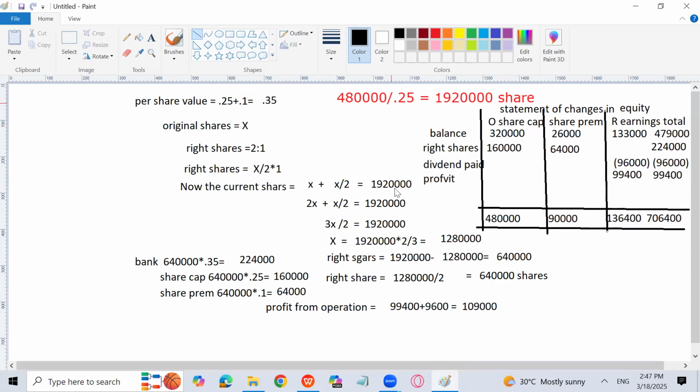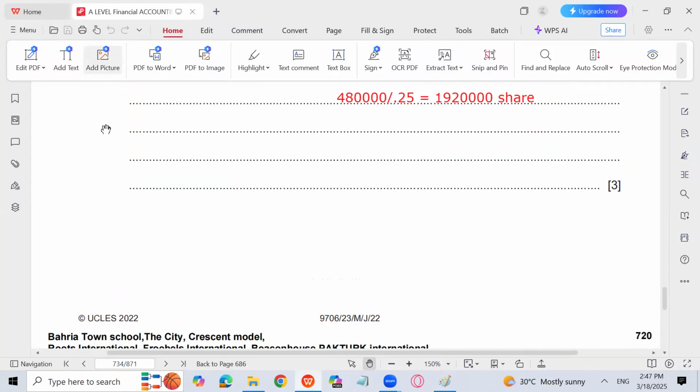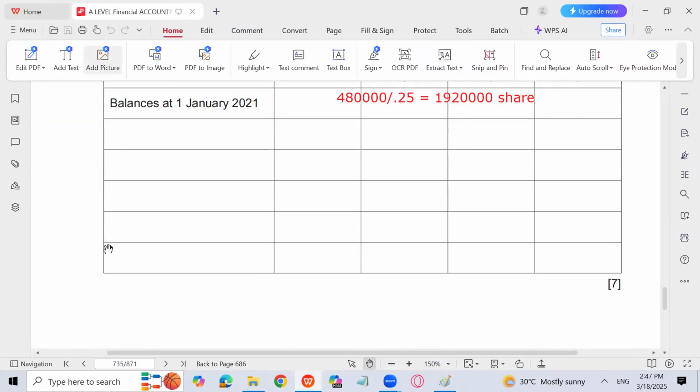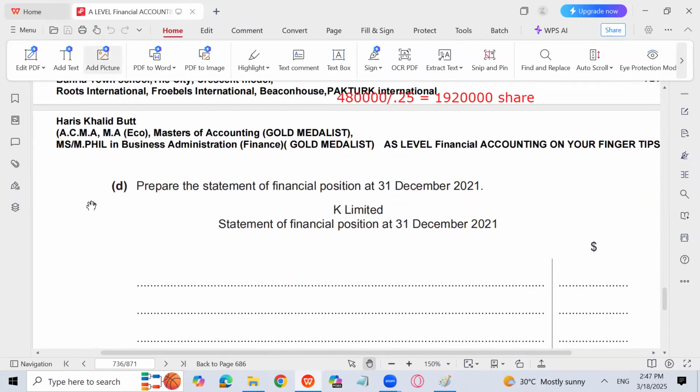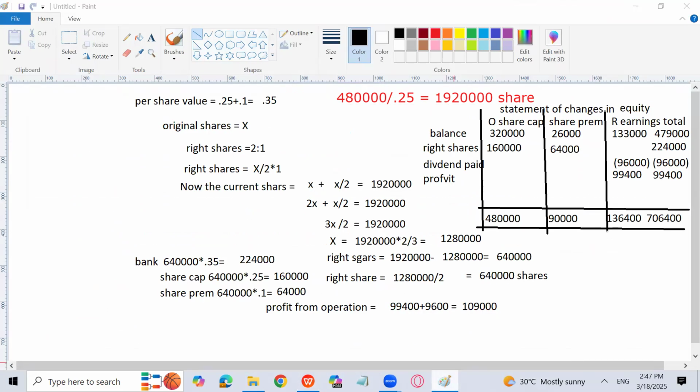Okay, let's see what is the next part. Is there any problem? May, June 22, 23. Prepare the statement of financial position. So let's prepare the statement of financial position for this question.